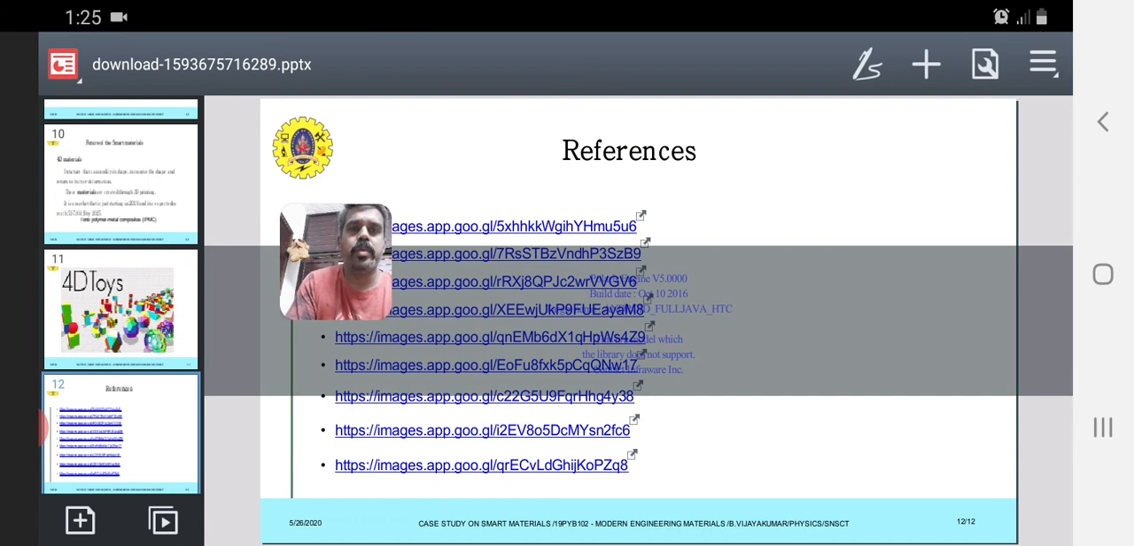I am taking all these images from Google for reference. So I mentioned all the references from that.